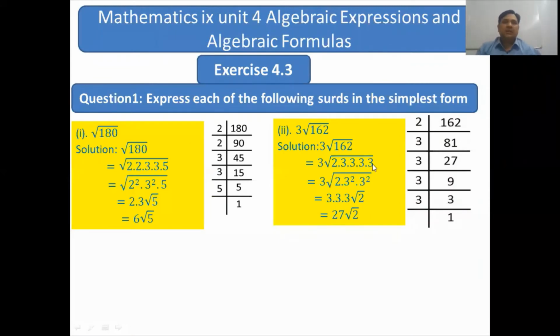So let's start the exercise 4.3. Question number 1. Express each of the following surds in the simplest form. So this is square root of 180.